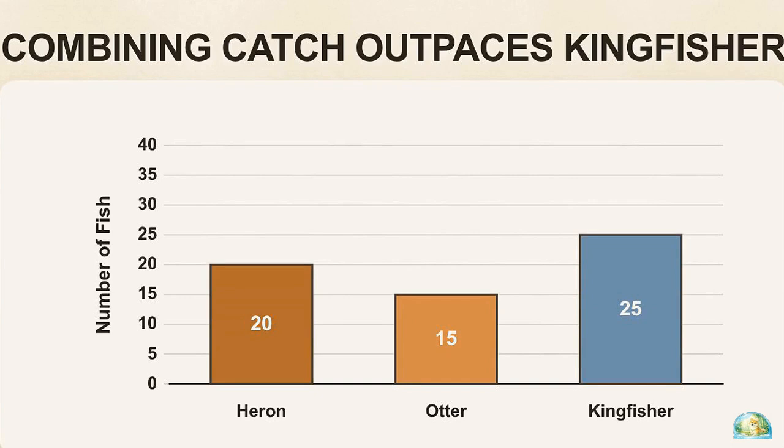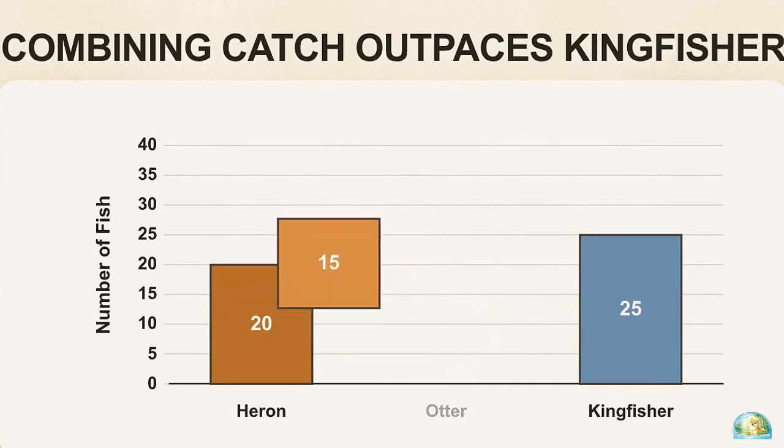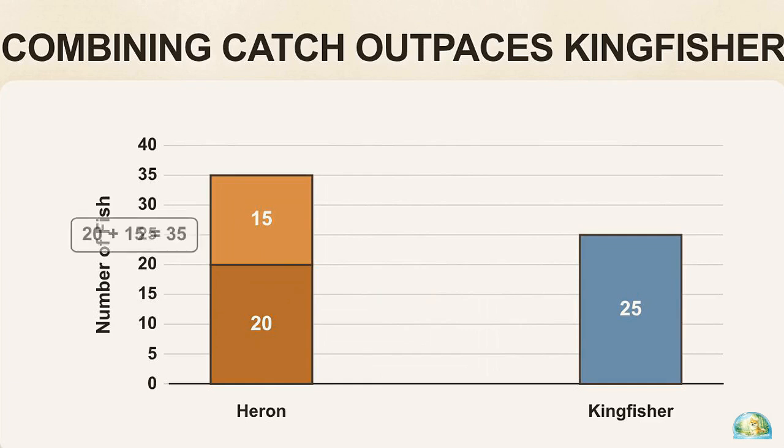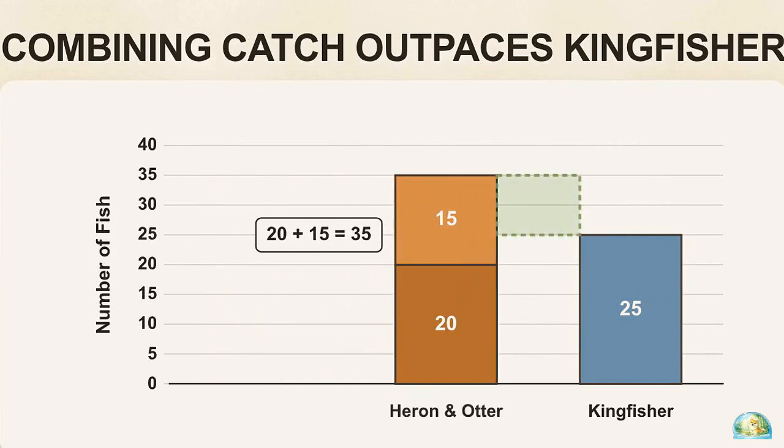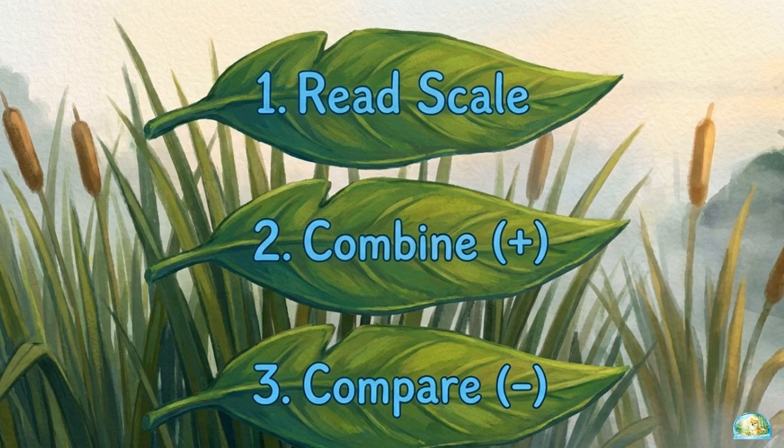How many more fish did Heron and Otter catch together compared to Kingfisher? Step 1. We combine their catch using addition. 20 plus 15 equals 35. Step 2. We compare that total against Kingfisher's 25. 35 minus 25 equals 10. For 2-step comparison problems, read each scaled value, combine the requested groups first, and then compare the totals.